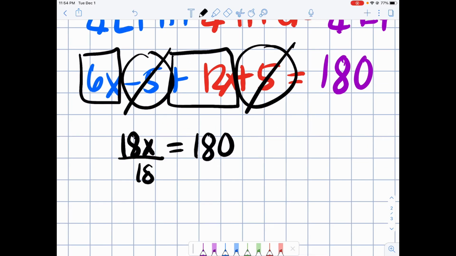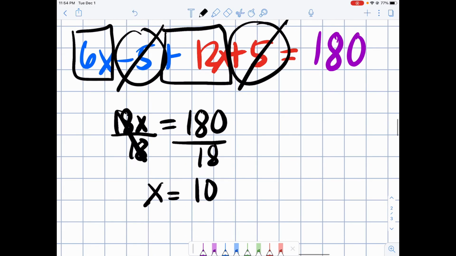Now I've got to divide by 18 from both sides. And x is going to equal, well, that one's easy. It's equal to 10. How did I know that? Well, if I simply look at 18 divided by 18, well, 18 divided by 18 is 1. And then we just bring down that 0. Okay.